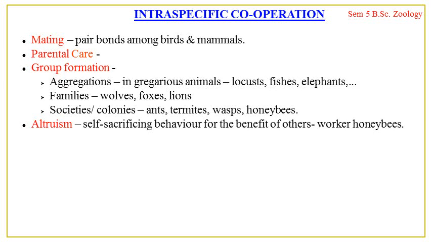Another is altruism. It is actually the self-sacrificing behavior of an individual for the benefit of the rest of the members of the society. Okay, so that is altruism. The word means self-sacrificing behavior of an individual for the benefit of the rest of the members of the society, family, or group. Okay, the best example we can have is about the worker honeybee.